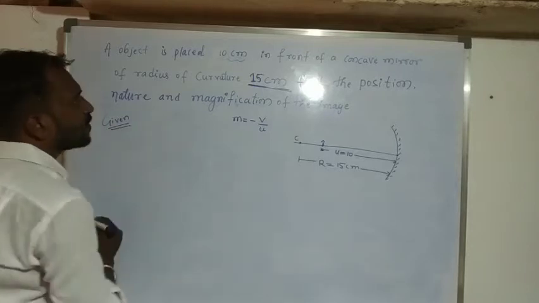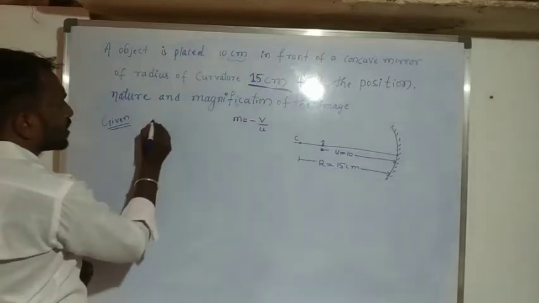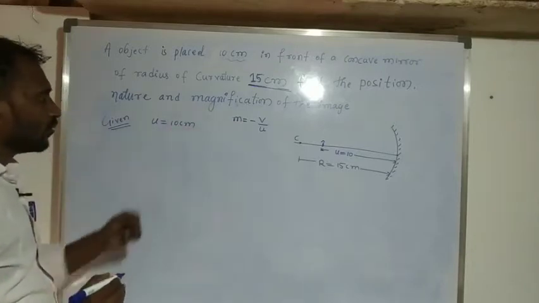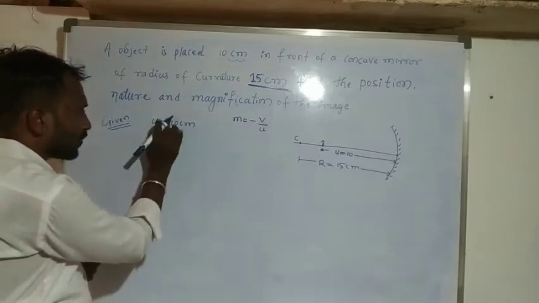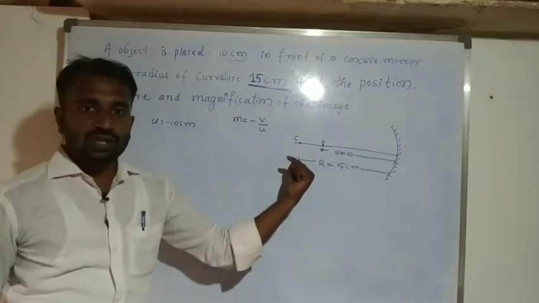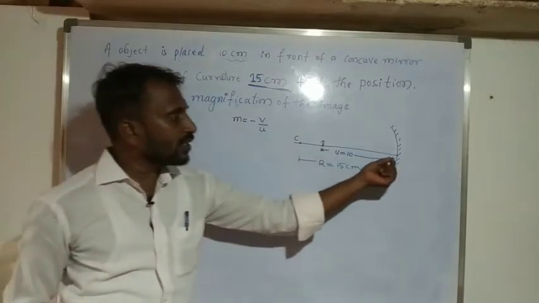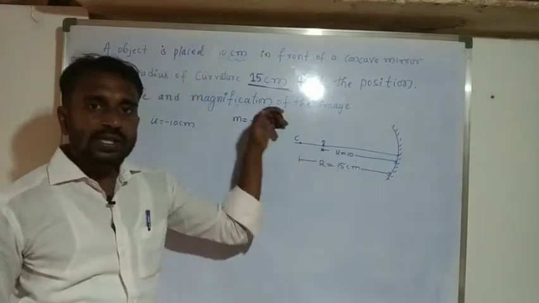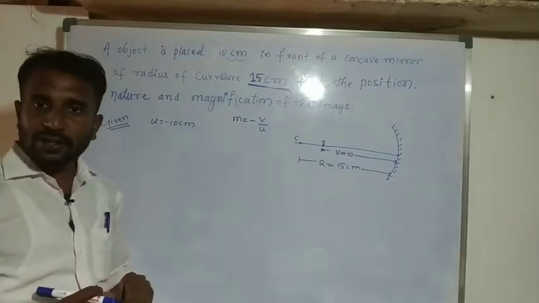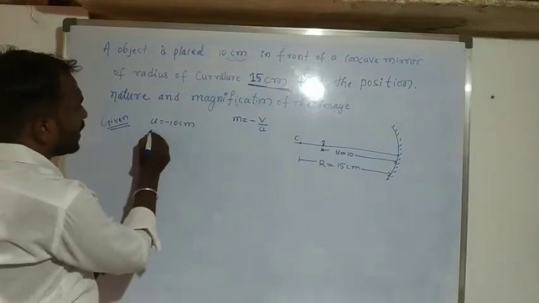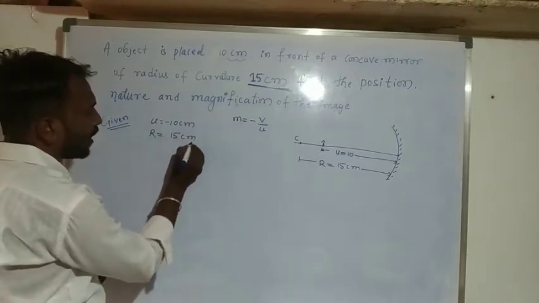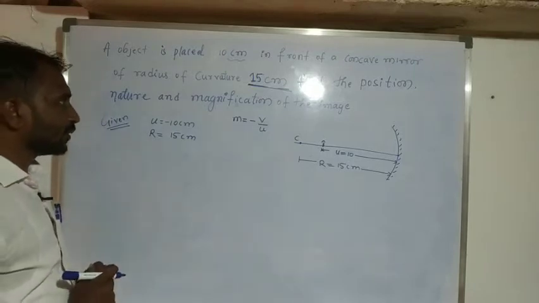So here is the given data. First, the object distance u is equal to minus 10 centimeter. Why do we consider minus 10 centimeter? Because the object is placed in front of a concave mirror. Distance is always measured from the pole of the mirror, and it is opposite to the incident ray. So u is equal to minus 10 centimeter. Next, the radius of curvature r is equal to 15 centimeter.